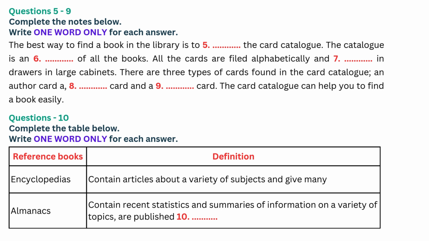First, dictionaries. Dictionaries are books that list and give the meanings of the words in a language. They also give the pronunciation of words in a dictionary which are listed alphabetically.